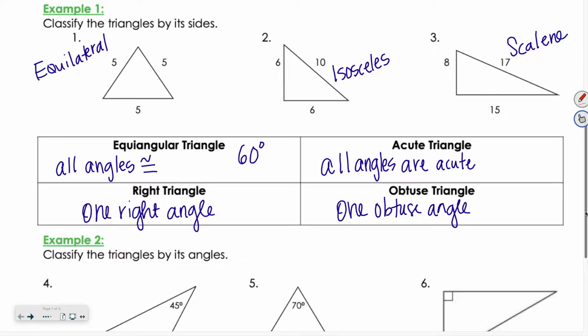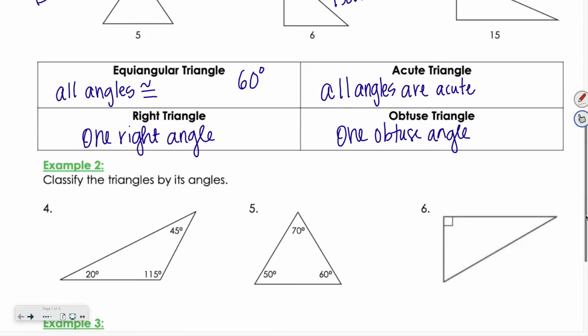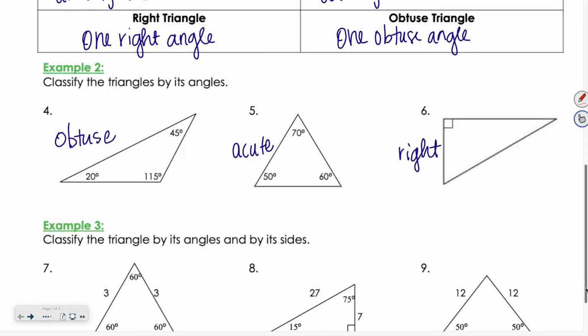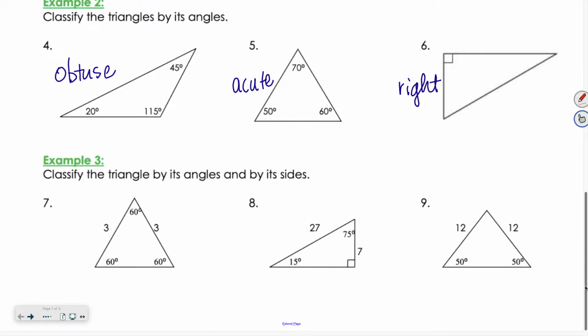So when I look at number 4, what kind of triangle do I see? Obtuse. Number 5, I see acute. And number 6, I see right. All right, I want you to do 7, 8, and 9, and you should be writing 2 words for each because it says classify by angles and sides. So you're writing 2 words for each of these.